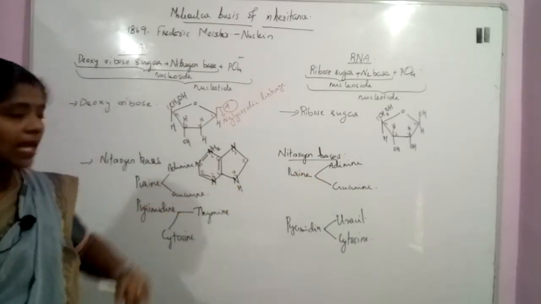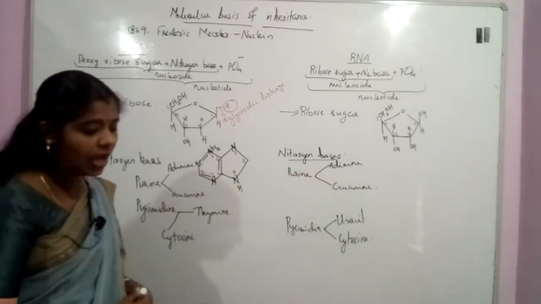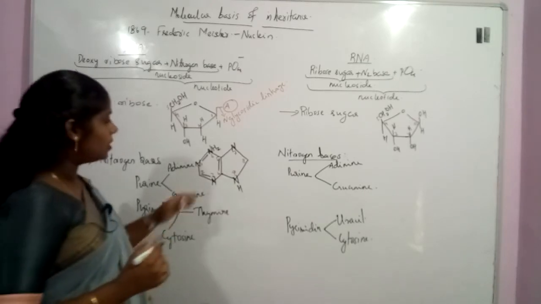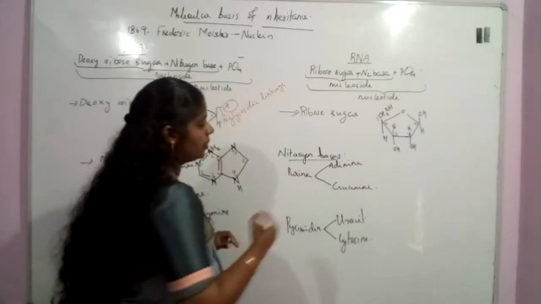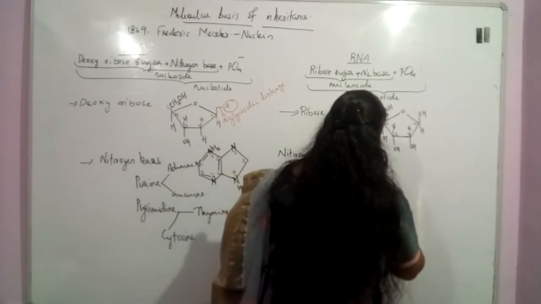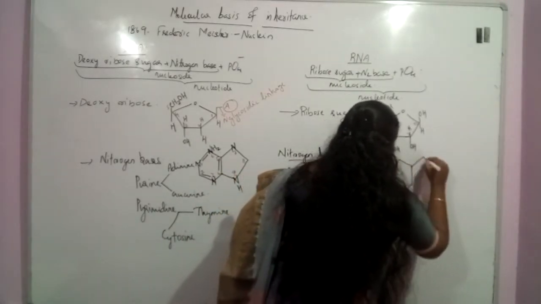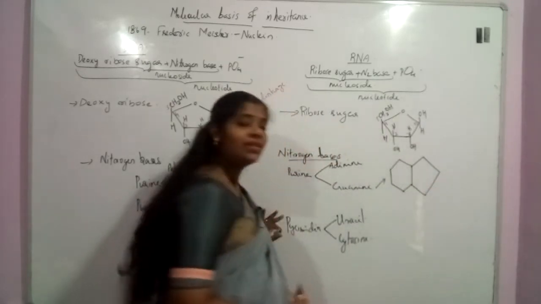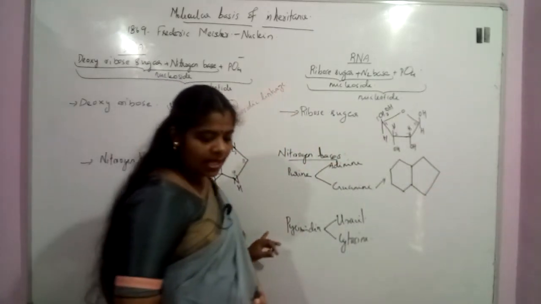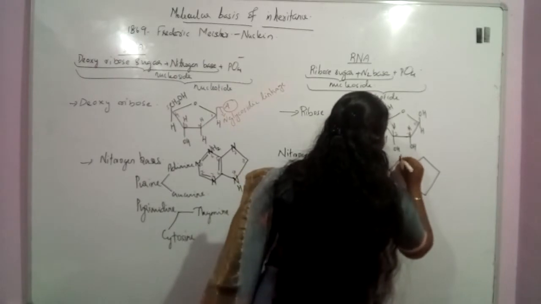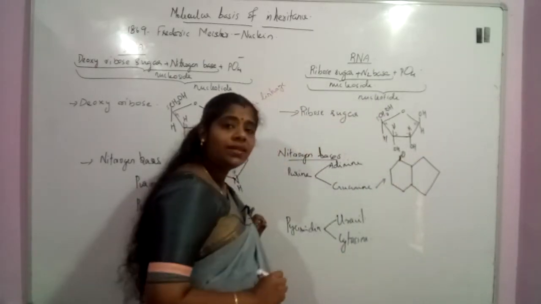We have quite a lot of space over there. So we will study it; I'll draw the structure there. Guanine structure I am drawing here. Okay, so that is also guanine. That is also a double ring structure. It is a double ring structure like this.